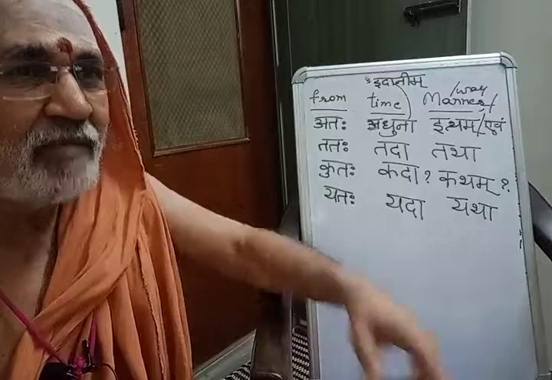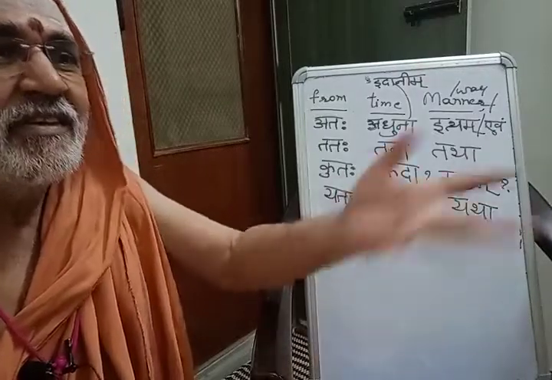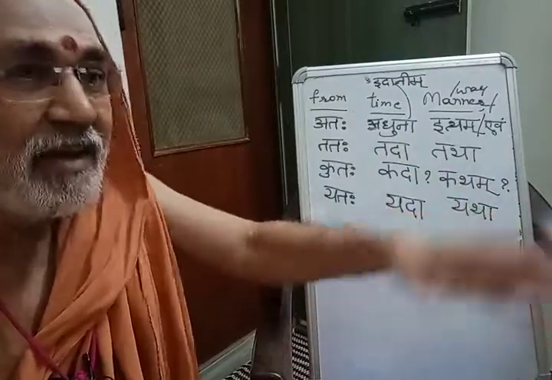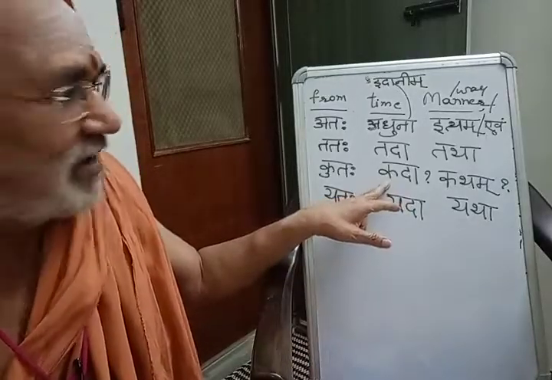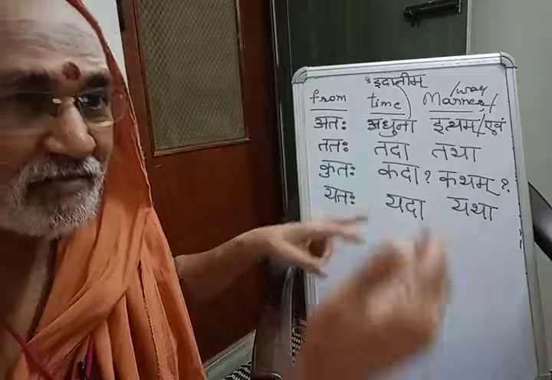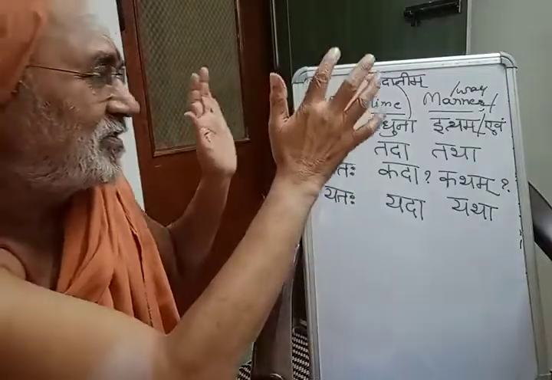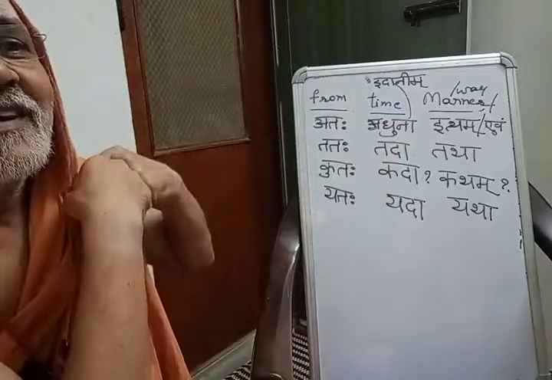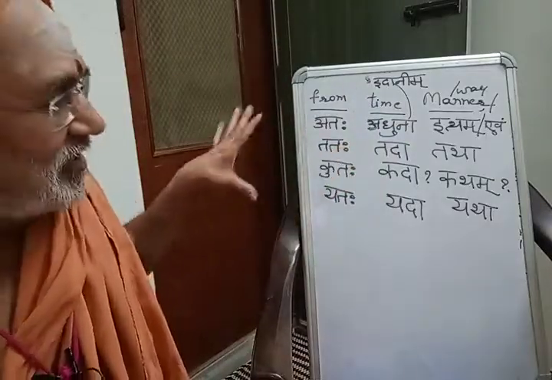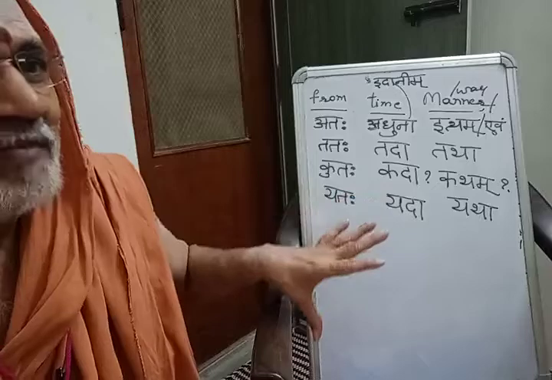Yanena gacchati. Yanam means a vehicle. Yanena gacchati, vahanena gacchati. Katham agacchati, how does he come? Kada agacchati, when does he come? Kutaha agacchati, from where does he come? So these 20 words, if you remember well, I think so many sentences you can make with this. So this table, I think it's easy to remember.